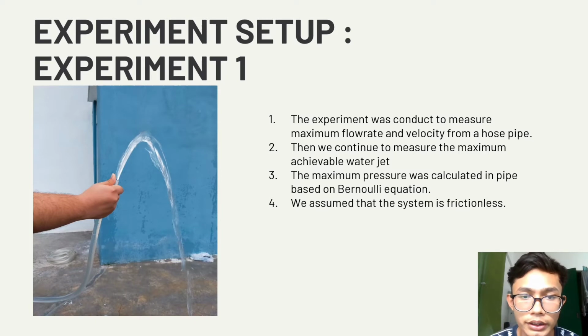For the experiment setup. Experiment 1: the experiment was conducted to measure maximum flow rate and velocity from a hose pipe. 2. Then we continue to measure the maximum achievable water jet. 3. The maximum pressure was calculated in the pipe based on the Bernoulli equation. Lastly, we assume that the system is frictionless. This is the picture that we have taken while we did this experiment.